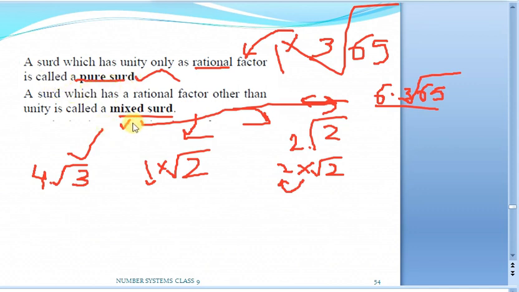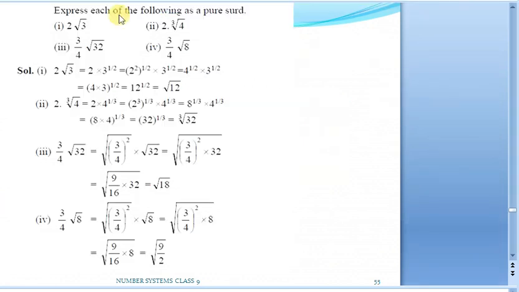Let us look into some examples related to these pure surds and mixed surds. Now see, the question says: express each of the following as a pure surd. If you observe, this is 2 root 3. So 2 into root 3, a rational factor other than 1 is there. 2 into cube root of 4, a rational factor other than 1 is there.